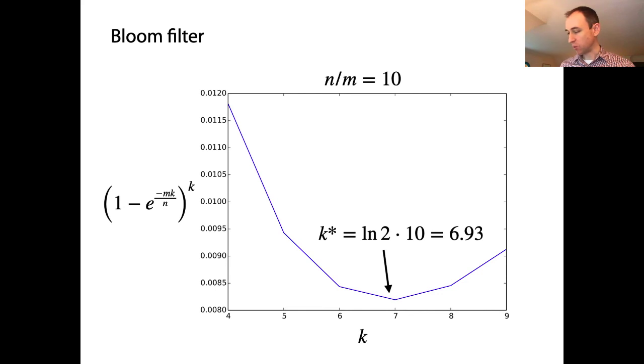Here, let's say we said n over m was 10, and here is false positive rate, and here is our curve. I actually only evaluated it really at the integer values of k. The true curve would look a little different from this. If I evaluated it everywhere, it would have its minimum right here. And so k star says that the best choice of hash function is 6.93, so between 6 and 7. And so we could try rounding it up and rounding it down and see which one yielded the better value in terms of false positive rate, and we would see that 7 was the best. So we would pick 7 in this case.